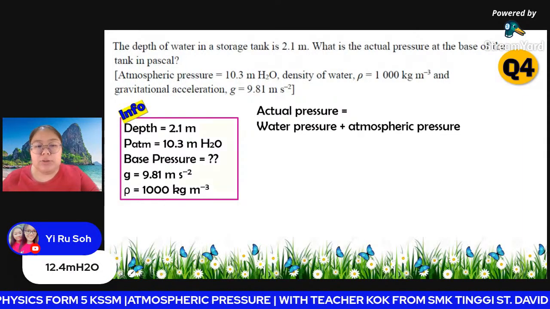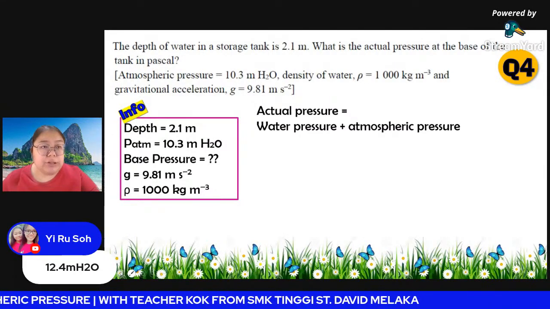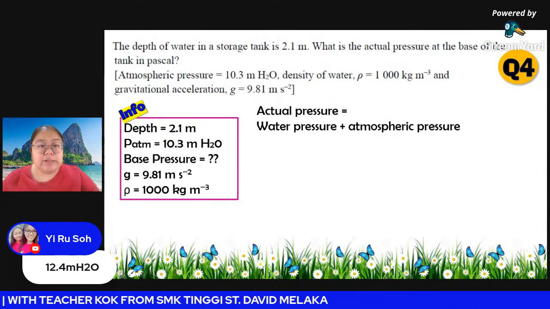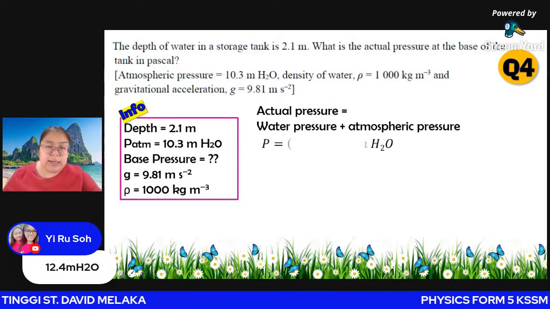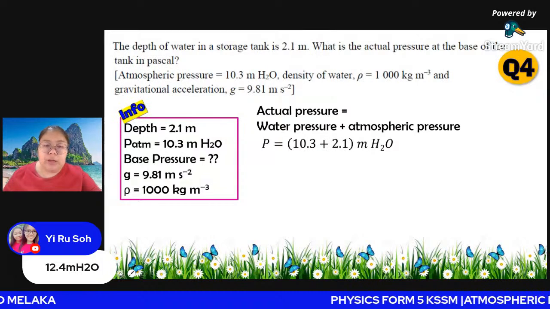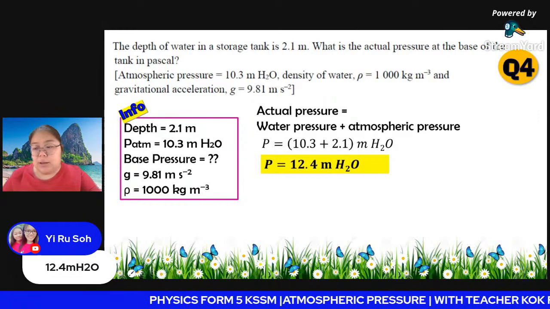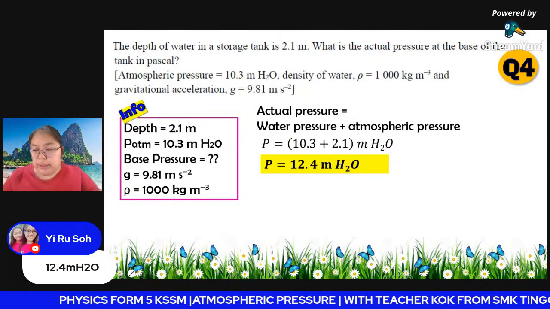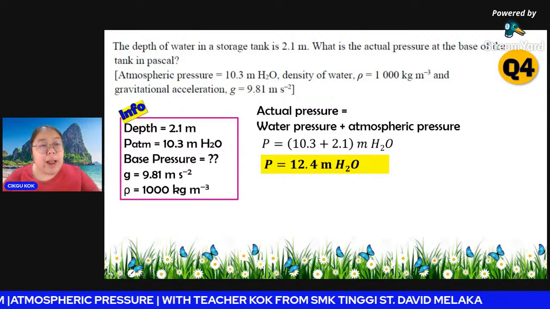Actual means you need the water pressure plus also the atmospheric pressure. Okay, atmospheric pressure already is 10.3, is it? So we show the calculation, we just plus. 10.3 plus 2.1, finally I get 12.4 meter H2O. Okay, correct. So now from here, I need to convert to Pascal.